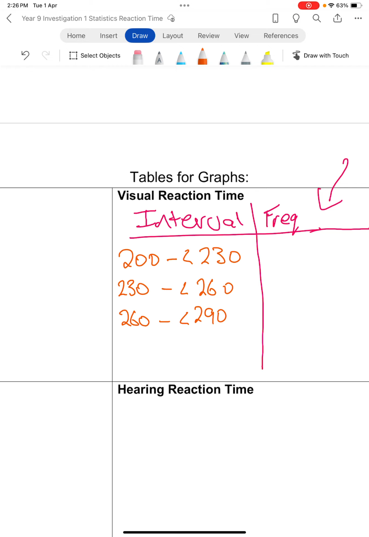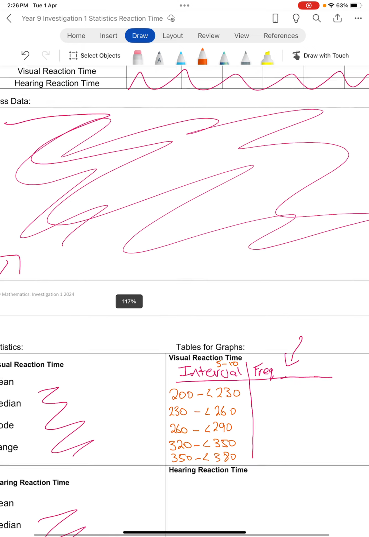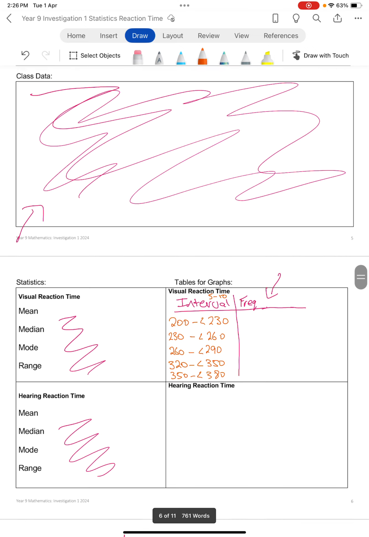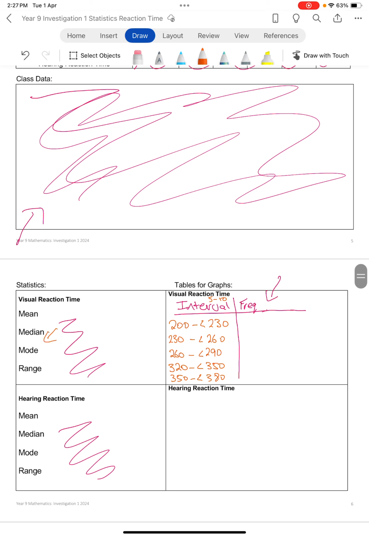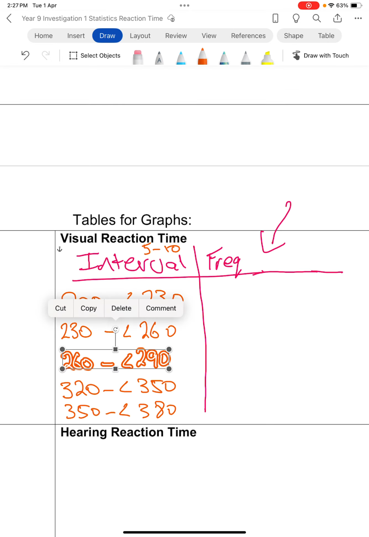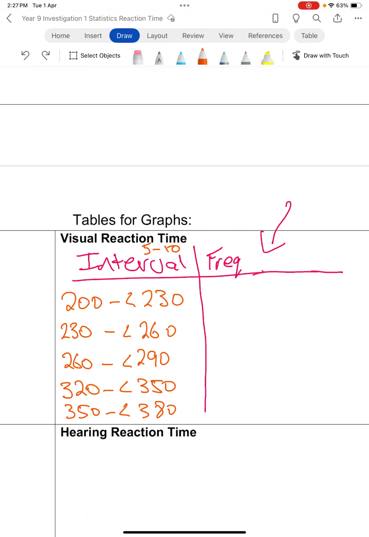You want to aim to have about probably 5 to 10 intervals, okay, roughly speaking. But if I was to continue this example on, then I would have 320 to 350 and 350 to 380. And then I would come back up here, or better yet, where you've put the data in order to find the median, right? Or you could come back up here to where your raw data is, and you're going to look at how many numbers were between 200 and 230.